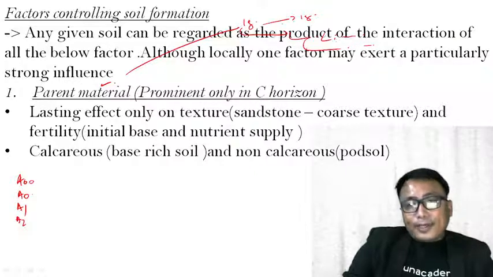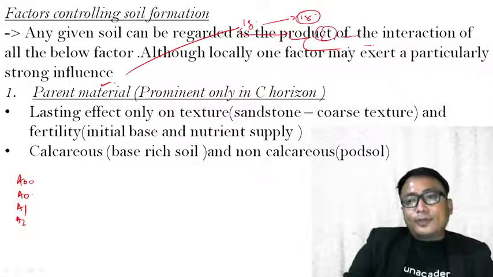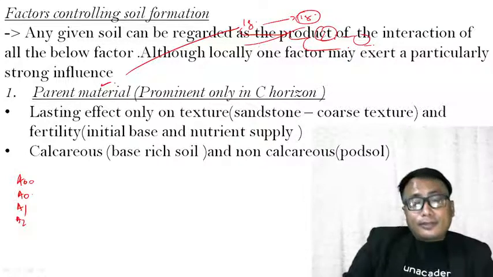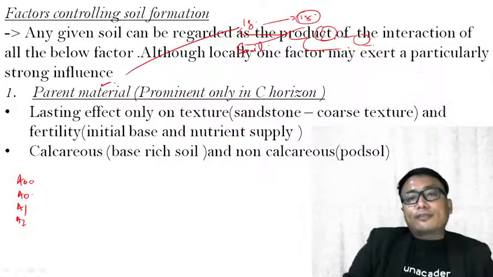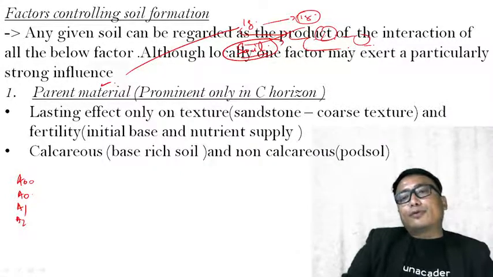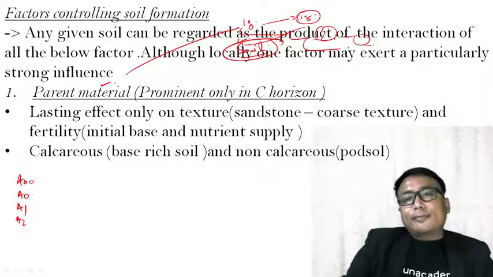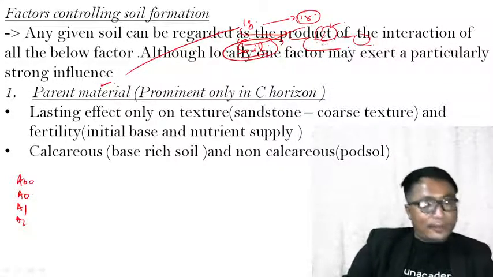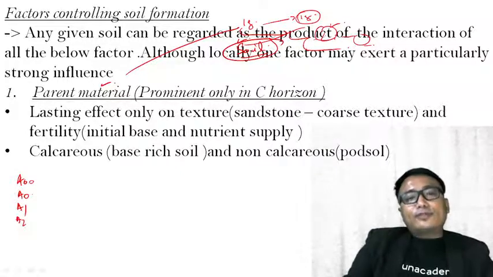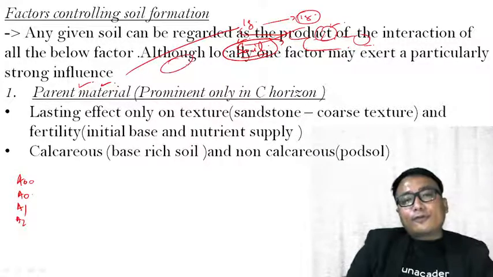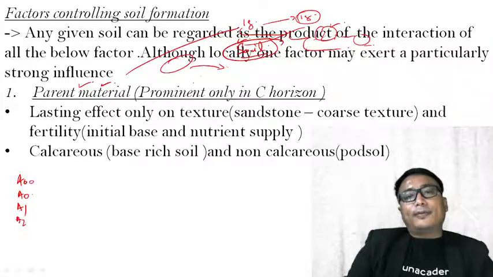Weathering and erosion of this parent rock will determine the type of the soil. If the soil is formed from limestone, it will have different characteristics as compared to soil formed from some other non-limestone rocks. Therefore, the soil formed from the parent rock has some influence of the parent rock itself. But the influence of the parent material, that is the parent rock from where the soil is formed, is prominent only in the C horizon.